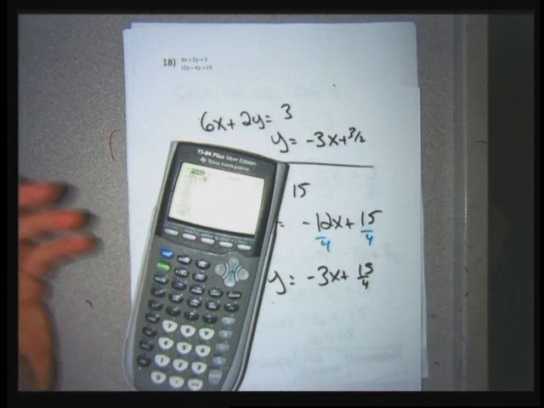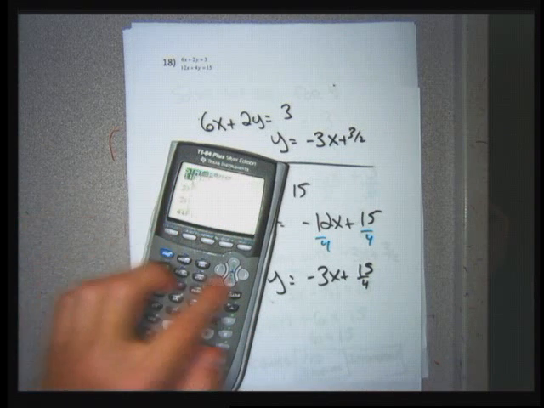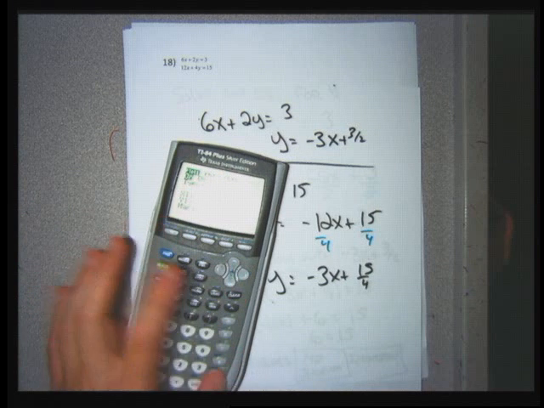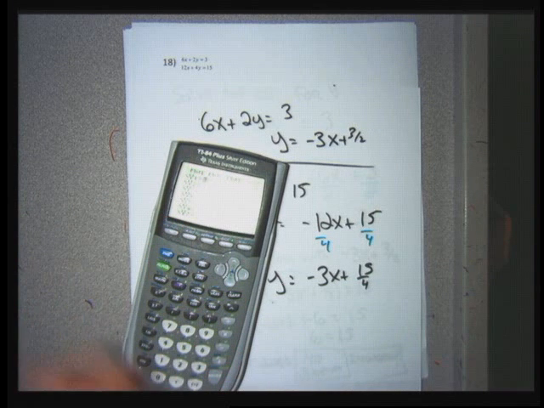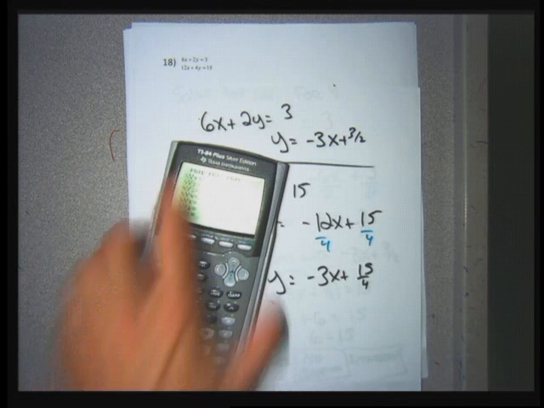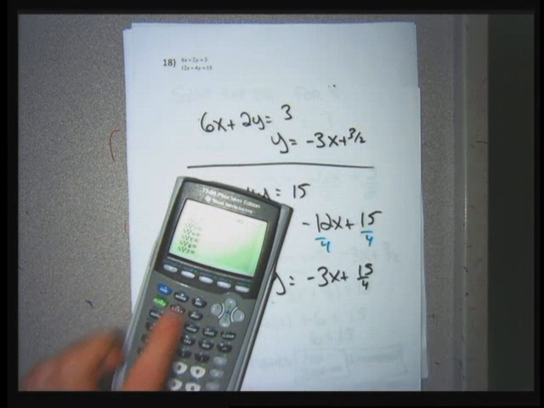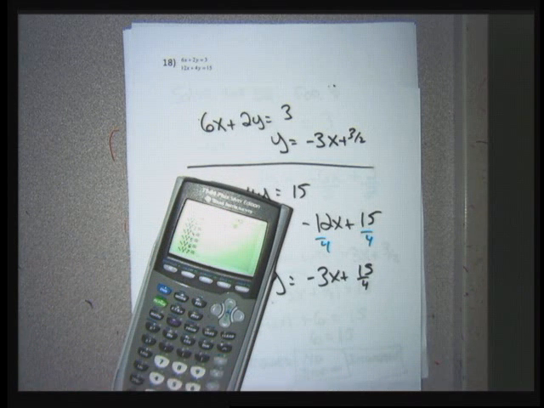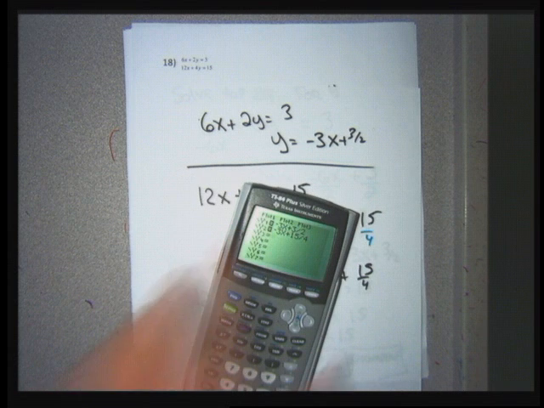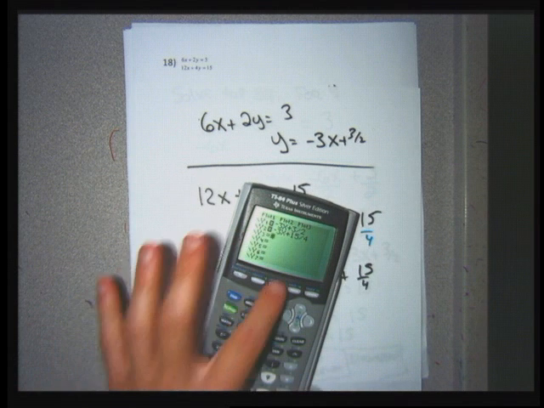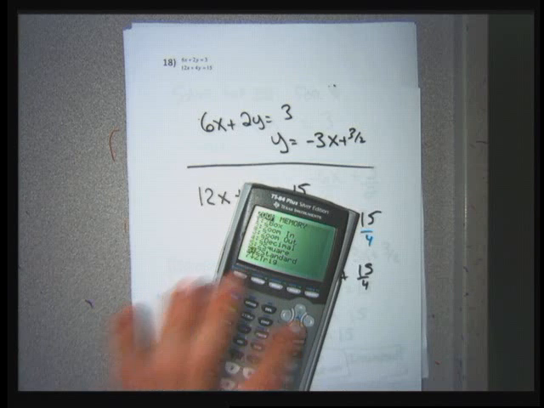So if I hit my y equals, I have a stat plot out, I better turn it off, otherwise it's going to mess me up. If I hit my y equals and do negative 3x plus 3 divided by 2 for y1, and then negative 3x plus 15 divided by 4 for y2, and then do zoom standard just to do a graph because I don't know what window I had.